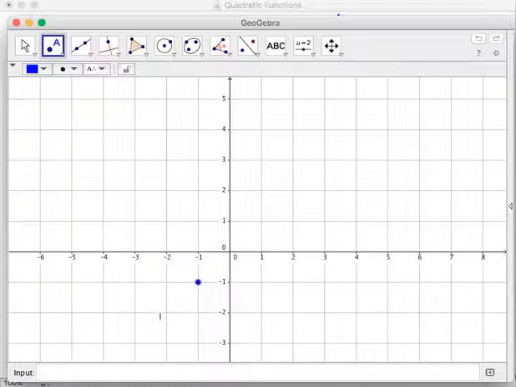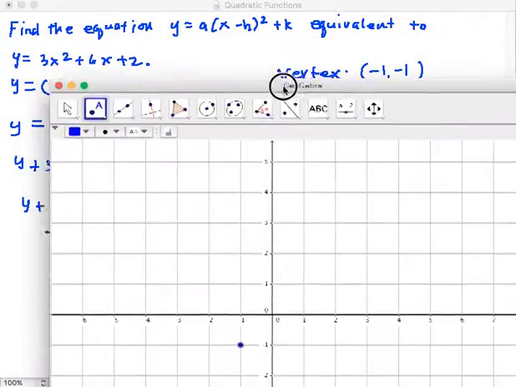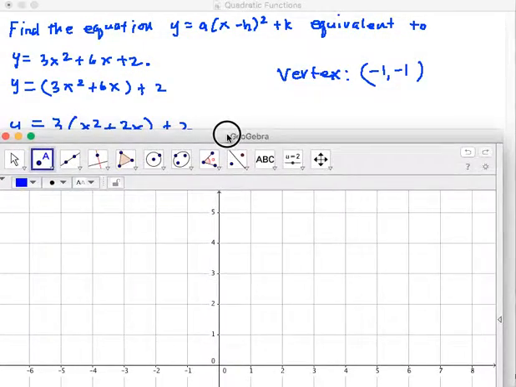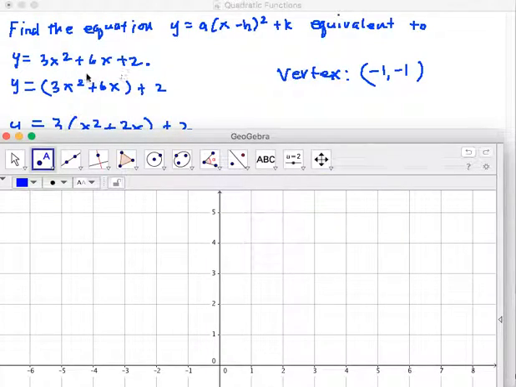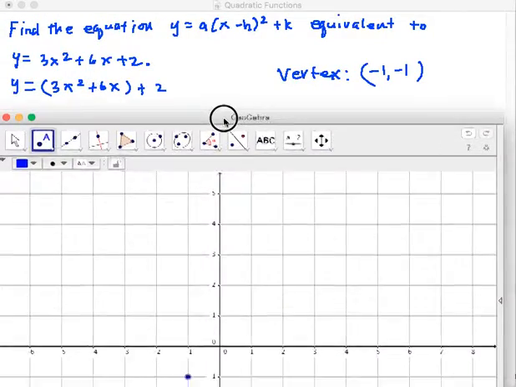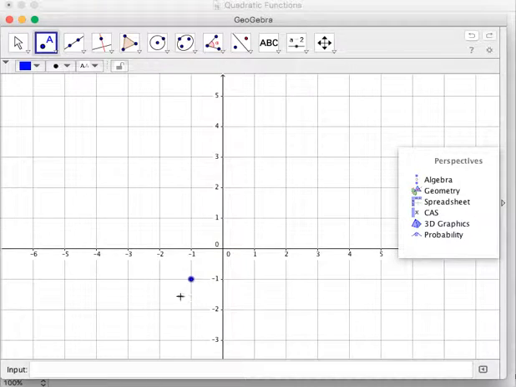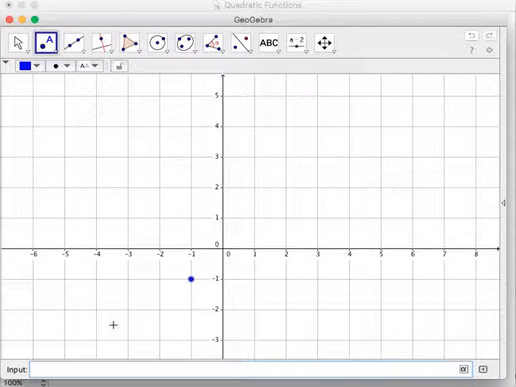Okay? So, ibig sabihin, pag ginraph natin itong nandito, 3x squared plus 6x plus 2, dapat magpa-pass through siya dito kasi vertex niya to, di ba? So, y equals, tingnan natin kung tama tayo. Y equals 3x squared plus 6x plus 2. Okay? Drum roll, please. Okay, so yan yung ating graph.